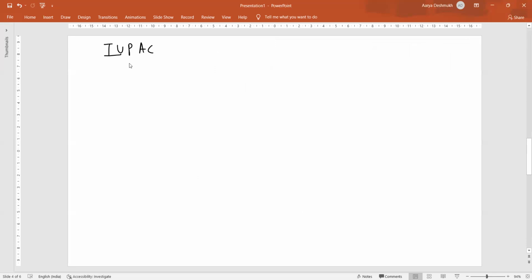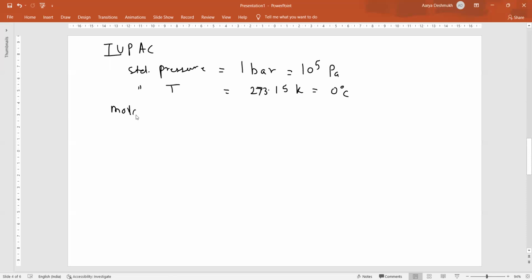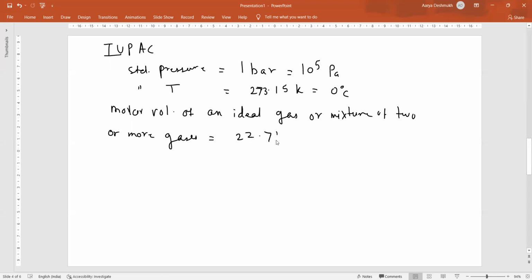According to these IUPAC conventions, standard pressure is 1 bar, which is nothing but 10⁵ Pascal. Standard temperature is 273.15 Kelvin, which is equal to 0 degrees Celsius. And the molar volume of an ideal gas or mixture of 2 or more gases is equal to 22.71 liters per mole.